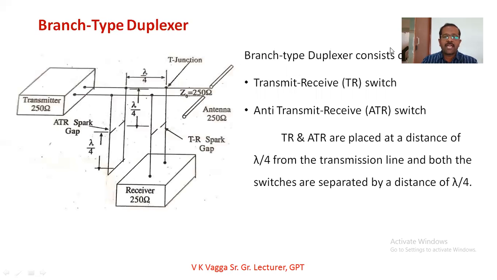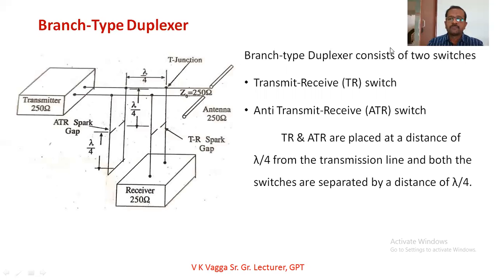If you take the branch type duplexer, it is implemented with two switches. One is the TR switch, which is abbreviated as transmit-receive. And another one is the ATR, which is indicated as anti-transmit-receive.